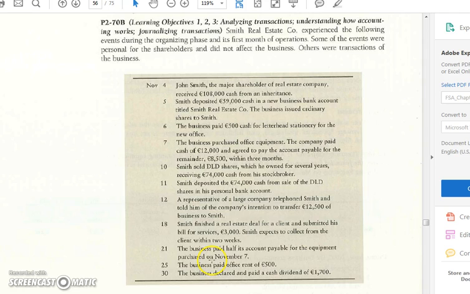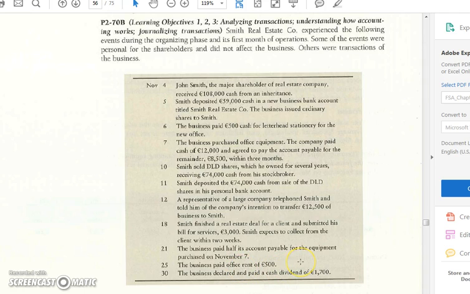Nice. On the 21st, the business paid half of its accounts payable for the equipment purchased on November the 7th. On November the 7th, they charged 8,500 euros to accounts payable, and on the 21st they paid half of it. That's 4,250 euros, and I guess it's from cash. So you credited cash, and you debited accounts payable.